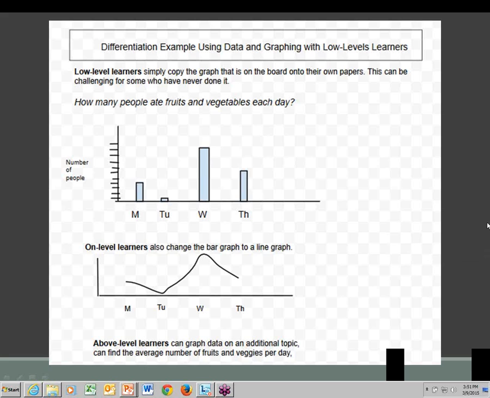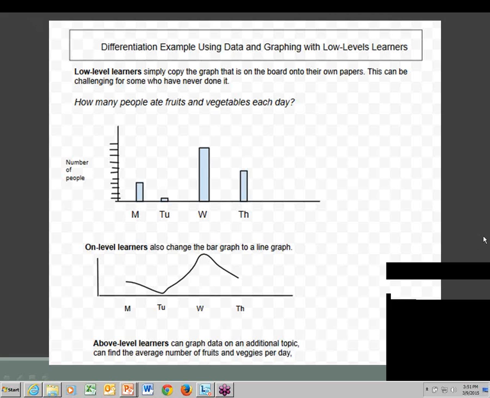and then you can have them change it into a line graph, which is in the middle of the screen here. And they, of course, would not have seen this for the first time. They would have done it previously with other information, so they would know the difference between a bar graph and a line graph. And you could also have students change the bar graph sideways, so just change from vertical bars to horizontal bars, and that's something I've done in my class for differentiation.